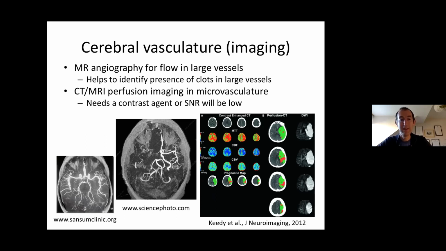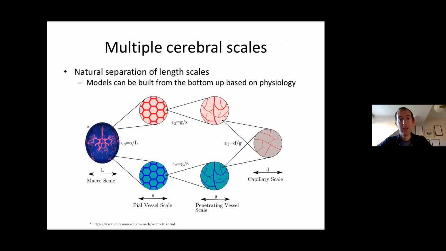And so you have this fundamental limitation about what the resolution is that you can get on your imaging. And that provides quite a constraint on what we can measure, but it also provides a constraint on how we model and what information we know about the cerebral circulation. So the multi-scale modeling is based upon this idea that we can separate out what we call length scales.